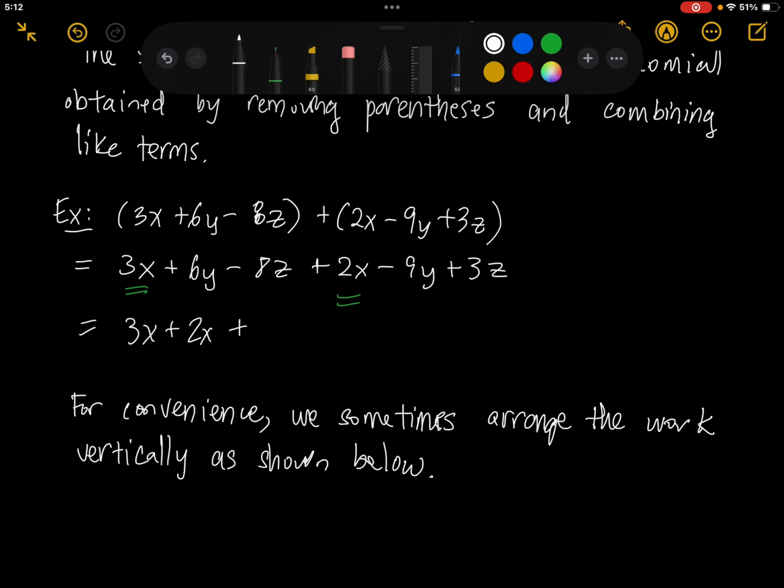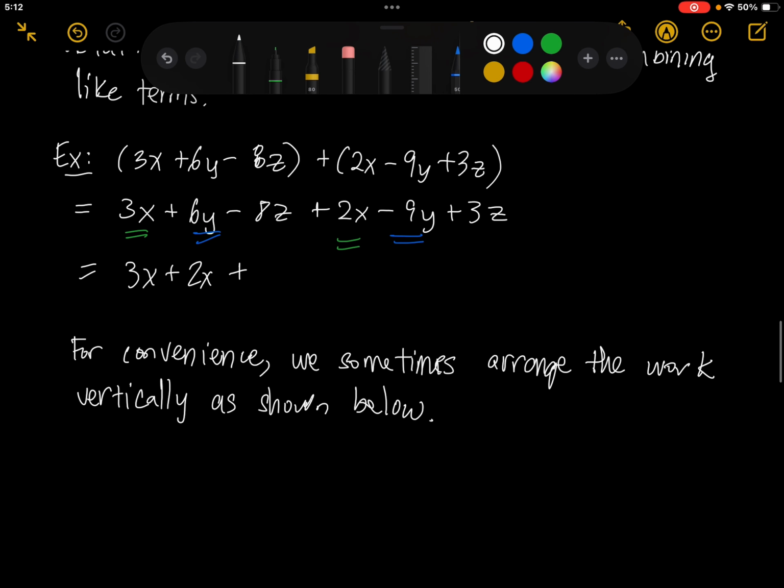Let's group the terms with a y. Well, I have a 6y and a negative 9y. Now make sure you're paying attention to the minus sign, because it's a plus negative 9y. So I have a 6y minus 9y. And then finally, I have the z terms. I have negative 8z and 3z. So I'm going to put that there as well. I'm just going to write minus 8z. If you want, you can put plus negative 8z, if that helps.